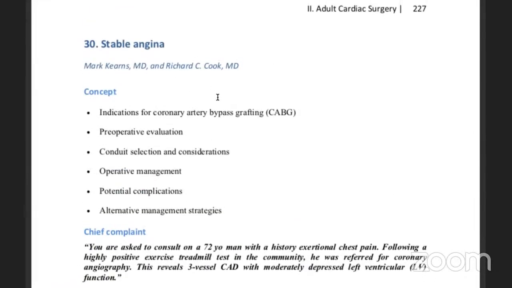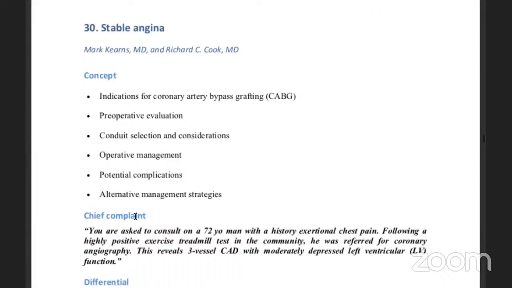So this chapter from TESRA will cover stable angina, the concept and indication of CABG, pre-operative evaluation, the conduit selection and consideration, operative management, the potential complications and alternative management strategies. So the chief complaint: a consult on a 72 year old man with a history of exertional chest pain following a highly positive exercise treadmill test in the community. He was referred for a coronary angiography. This revealed 3 vessel disease with moderately depressed LV function.